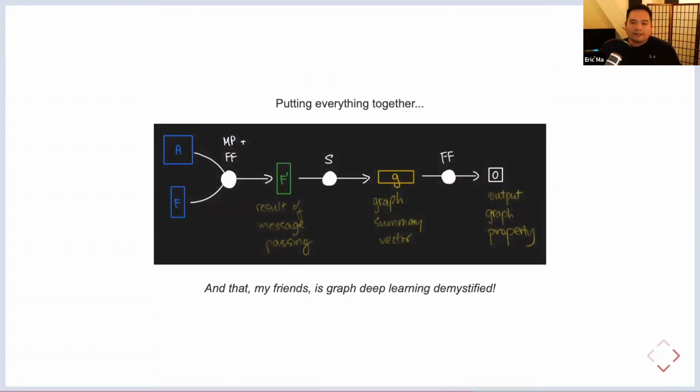And if we connect everything together, you would get this schematic diagram. You start with your graph data on the left-hand side. You can do message passing plus feed forward operations, which give you the result of message passing and some nonlinear transforms. Then you can pass it through a graph summary operation to get a graph level summary vector if you are doing graph property prediction, and then pass that through yet another neural net operation to get the output that you're interested in. And that is graph deep learning demystified. But that's not the end.